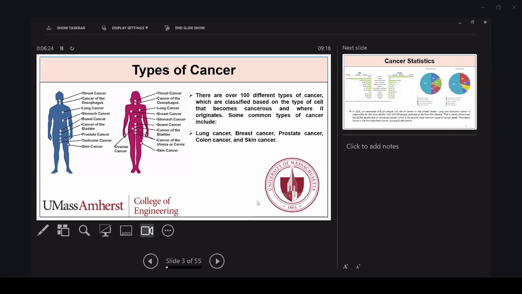But there are 100 different types of cancers which are classified based on the type of cells that become cancerous and where they originate. Some common types, as I mentioned before, are lung cancer, breast cancer, prostate cancer, colon cancer, and skin cancer.